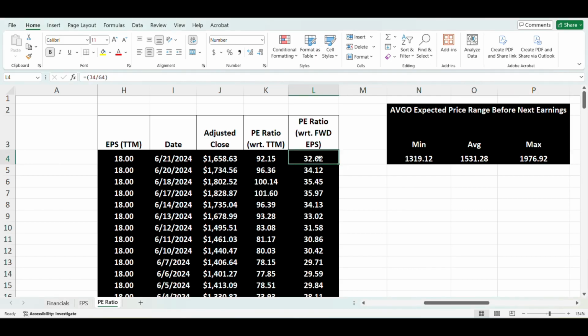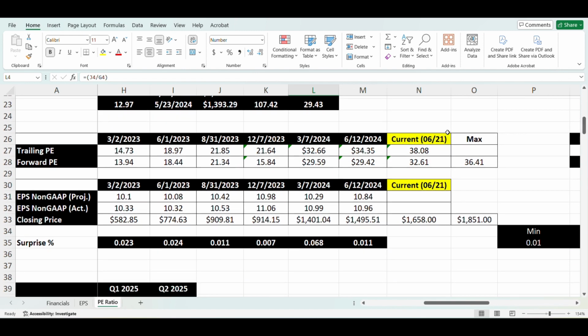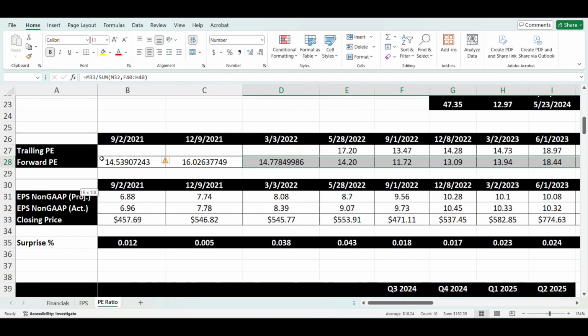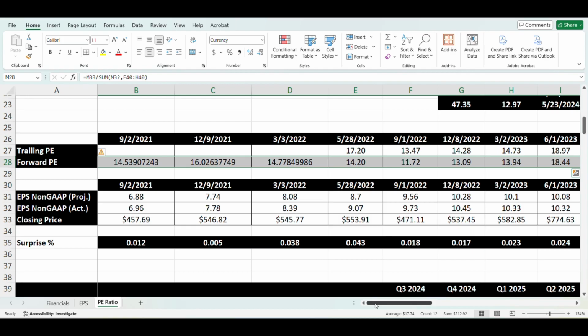Let's take a look historically at what the forward PE ratio has been for Avago. So I have another table that contains the forward PE and the trailing PE for Avago or Broadcom for the last 12 quarters.